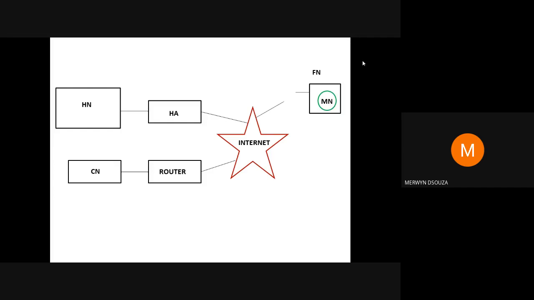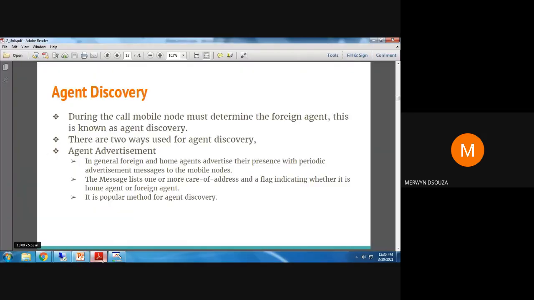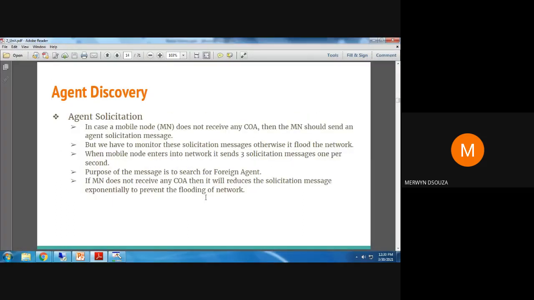So basically, let's just go through this in my slide, the same thing I just told you. The agent solicitation. Suppose the mobile node does not get the COA through the agent advertisement, then the mobile node can send an agent solicitation message. As soon as it enters the network, it will send 3 solicitation messages, 1 per second. The purpose of these messages is to find a foreign agent.